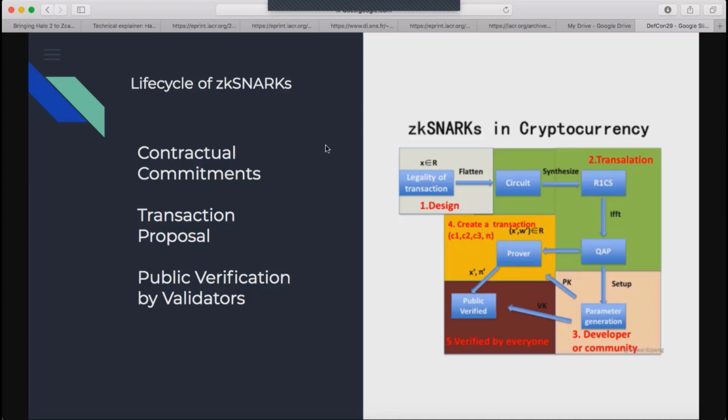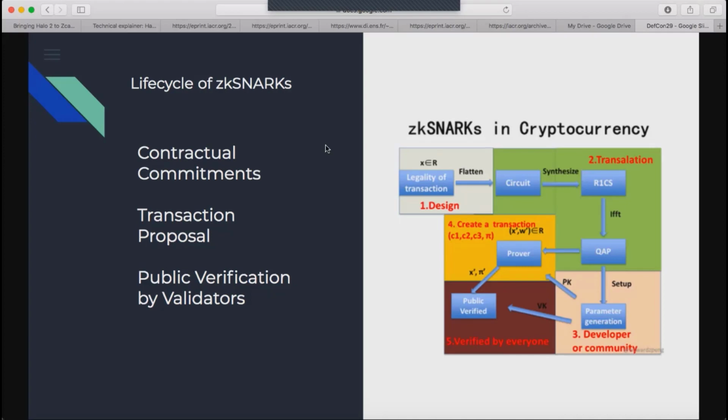First, we have to flatten the escrow logic, or the escrow expression, into a circuit that gets converted into a rank one constraint system, and then through inverse Fourier transform, it gets converted to a quadratic arithmetic program, and then we send it to the prover.